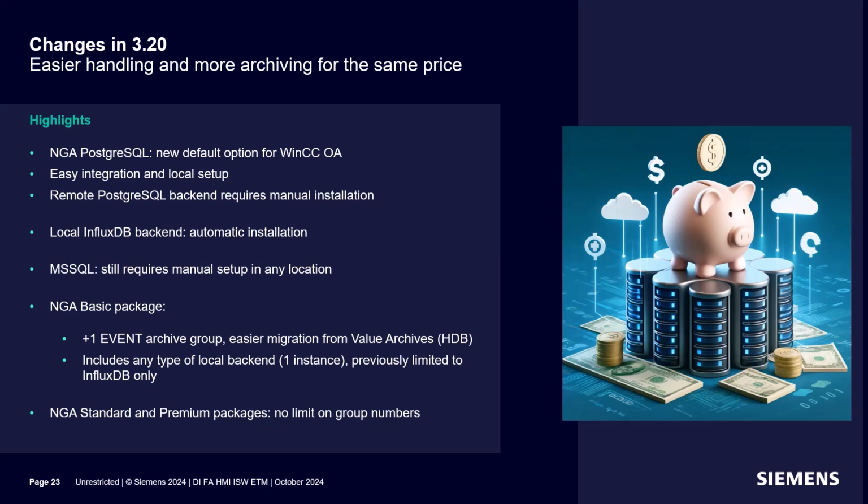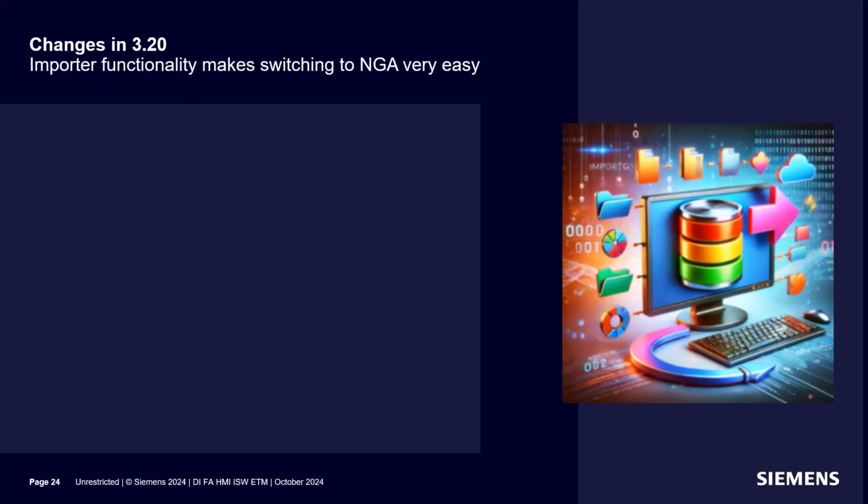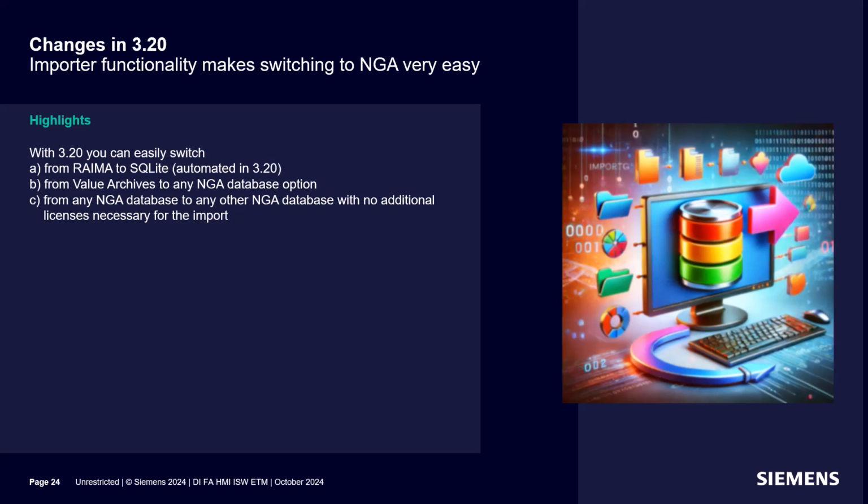Another highlight in 3.20 is the NGA importer. The new importer functionality in version 3.20 simplifies transitioning to NGA. Users can easily switch from RDB to SQLite. This was possible manually in 3.19, but now it's automated in 3.20. From value archives to any NGA database option, and from one NGA database to another, for example from NGA InfluxDB to NGA PostgreSQL.